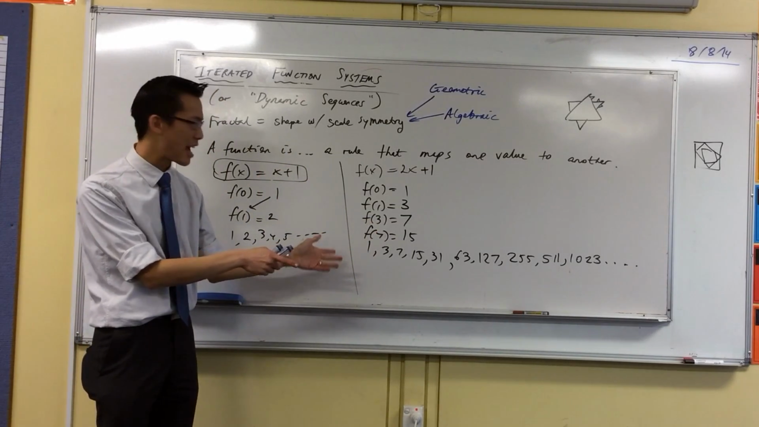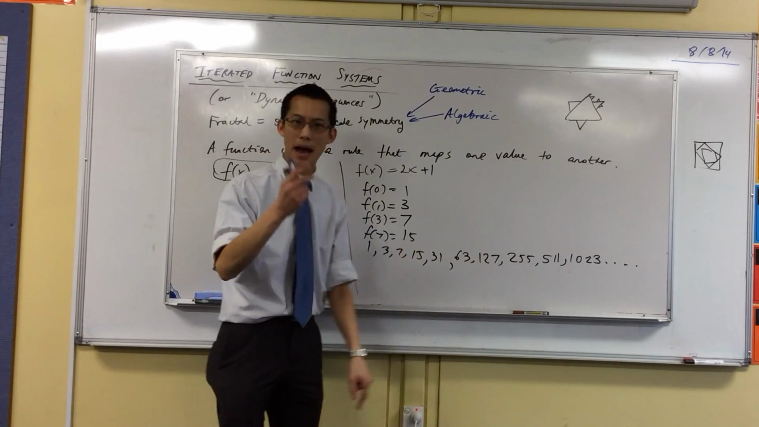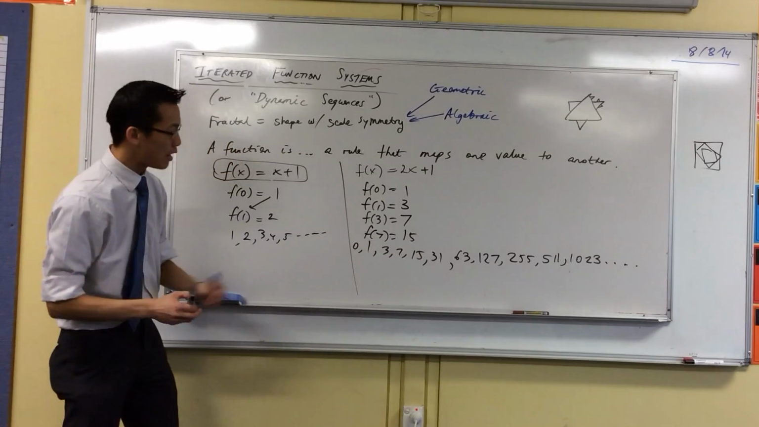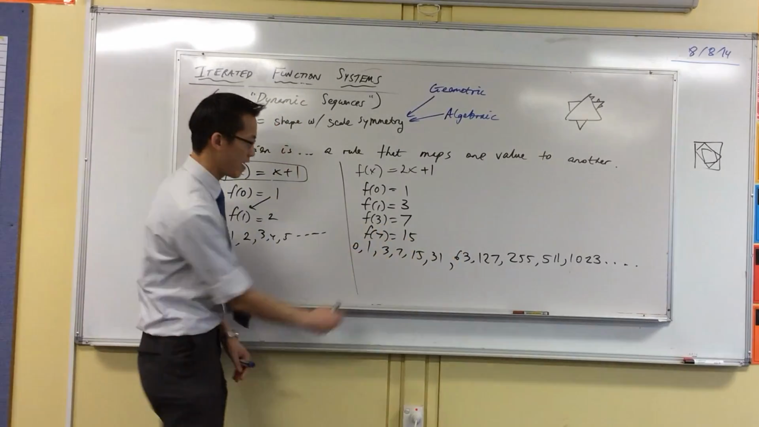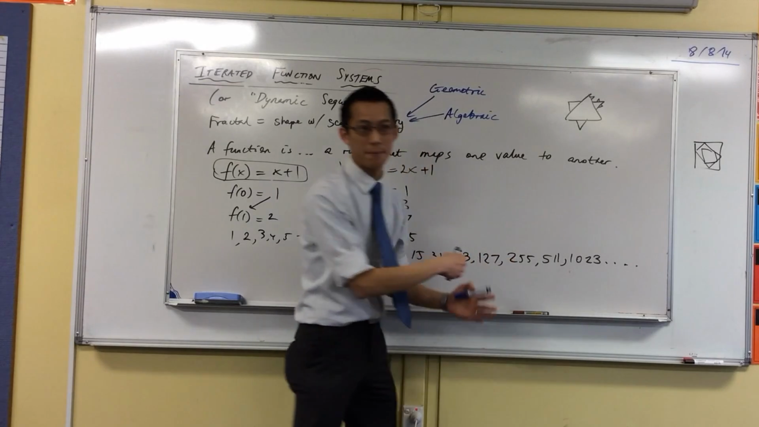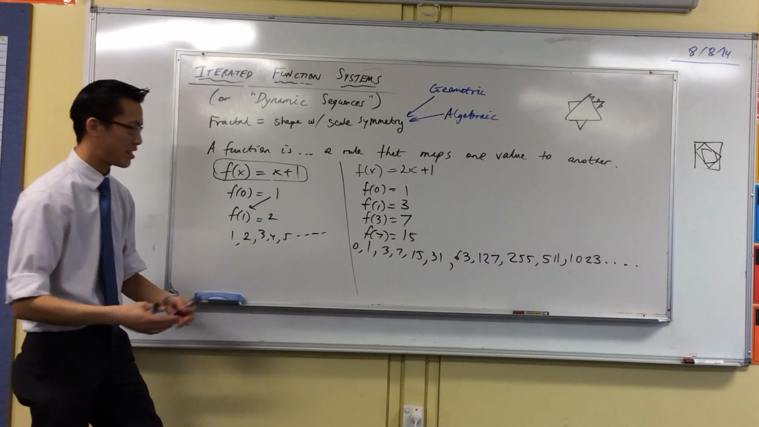So what are these numbers? They are always 1 less than a power of 2. I was a bit naughty. I left off 0. So if you add 1 to all of these numbers, you'll get 1, 2, 4, 8, 16, 32, 64, 128, all the powers of 2.